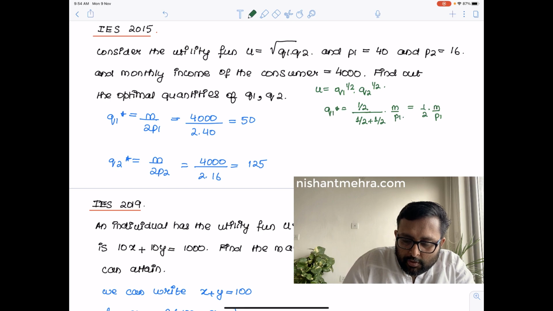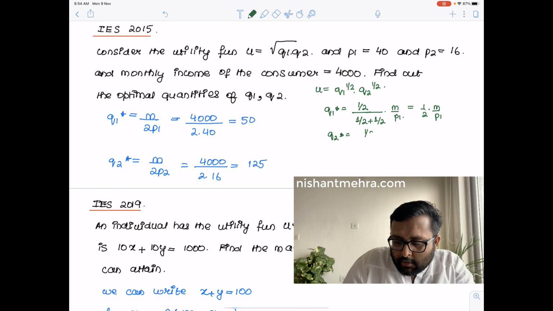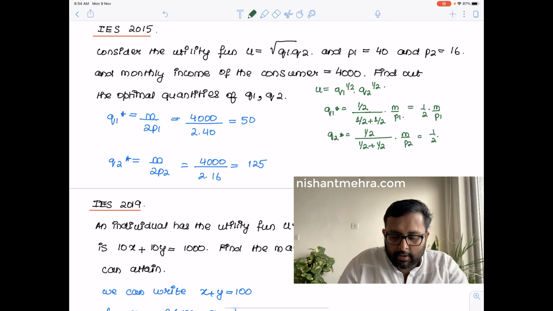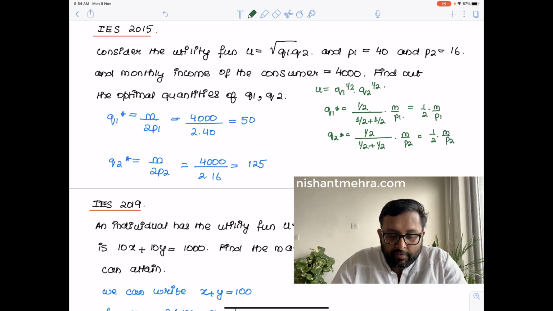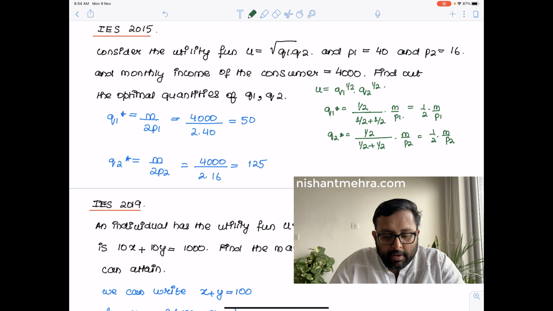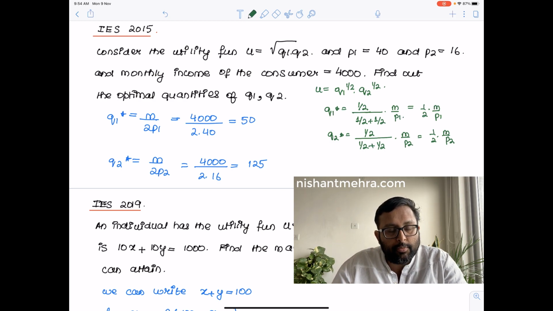Similarly, q2 star is going to be beta upon alpha plus beta into m upon p2. You have just solved this. So you've got 50 and 125. But in the paper, just don't write this. You have to write the proper Lagrange, and then only you'll have to solve this.